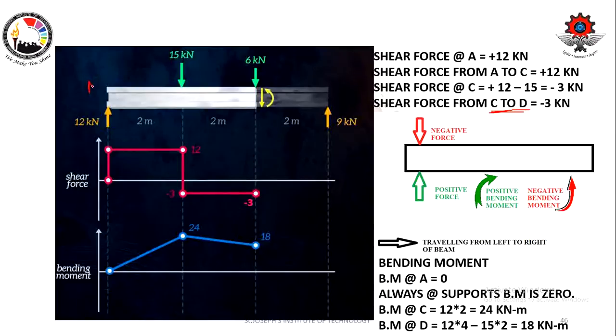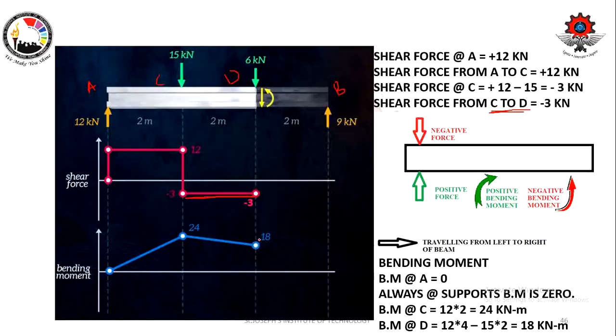So this is A, C, D, and this is B, right? A, C, D, B. Between C and D there is no rate of loading. So we follow the procedure that shear force should be a straight horizontal line. So this minus 3 is carried along in a straight line to point D. Okay, that step is over.